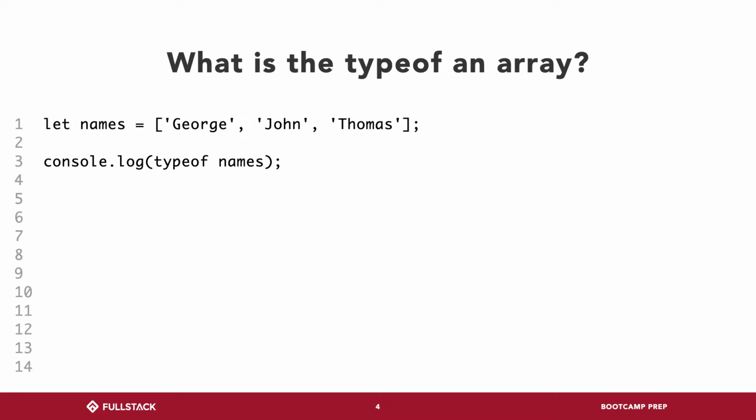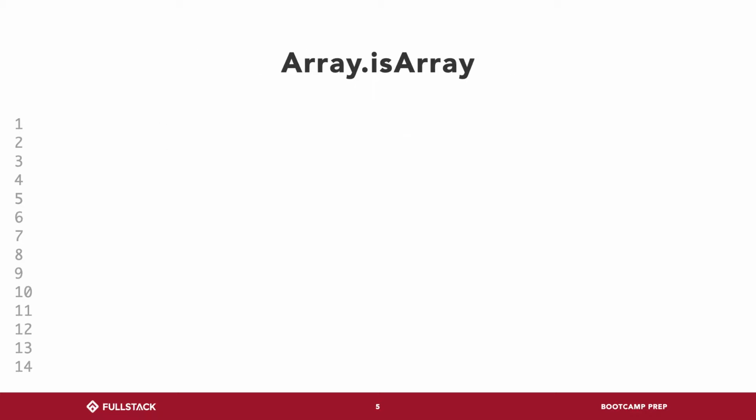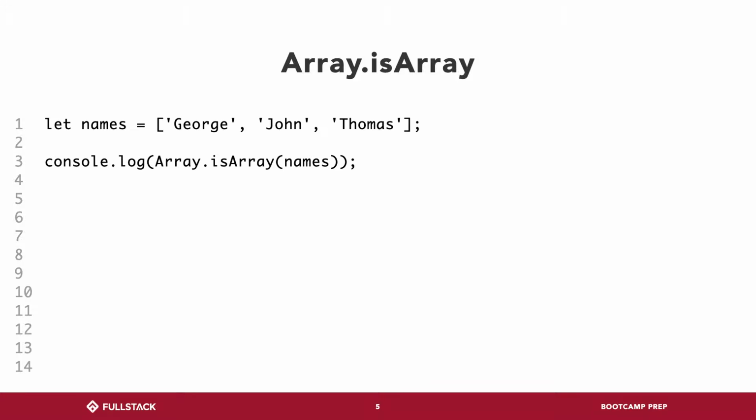So, what is the type of an array? Let names be George, John, Thomas, console.log typeof names, and we get object. Like I said, this could be confusing, because let's say you're looking specifically for objects, and you don't want arrays. Since typeof actually returns object for arrays, there could be problems, right? So, we have the Array.isArray method.